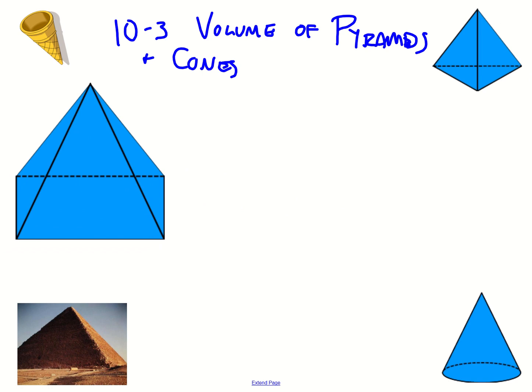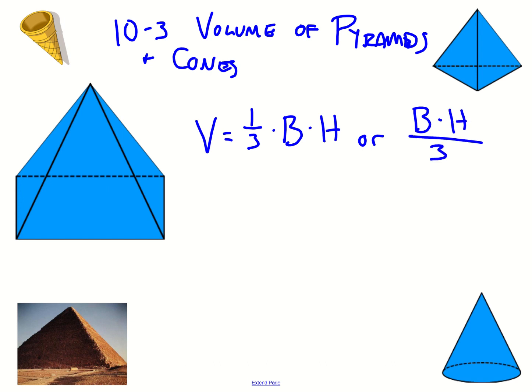So the formula we want to use for pyramids: the volume of a pyramid is going to be 1/3 times the base times the height, or we could rewrite that as base times height divided by 3. And just like when we talked about prisms, we really want to figure out, okay, what is our base? The base of the shape matters.